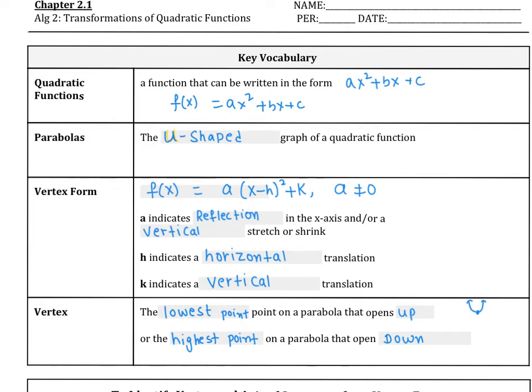For example, if this is the parabola you have, that opens up, the lowest point on this parabola is called your vertex. The highest point means the parabola looks like the one I'm drawing right now, and then the highest point is called your vertex for this type of parabola.